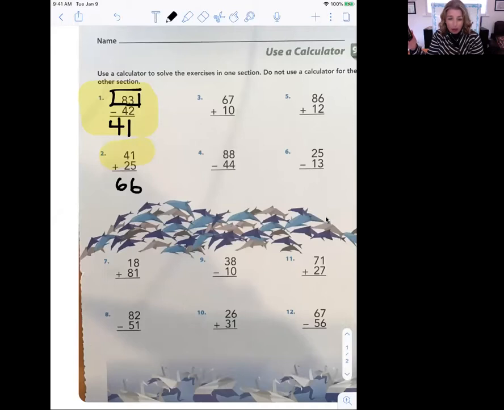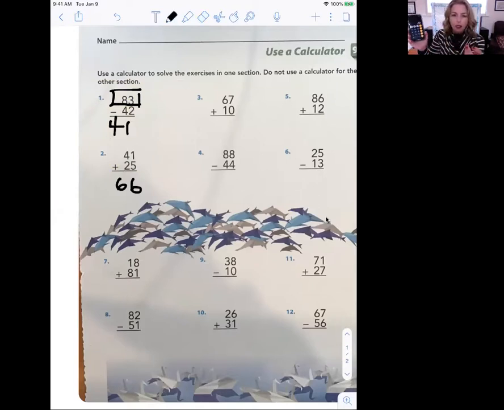Now, you could always check by doing it in your head or using your fingers or your number line. Remember, we can draw a line and do our tens and our ones, okay? 1 plus 5 is 6. 4 plus 2 is 6. So the answer is 66. I'm going to erase over that because I know I kind of wrote over that.